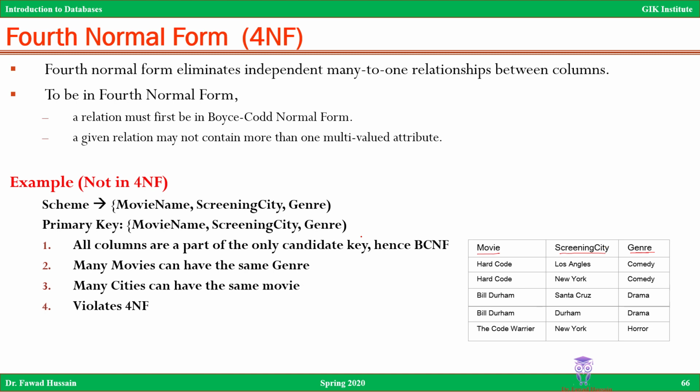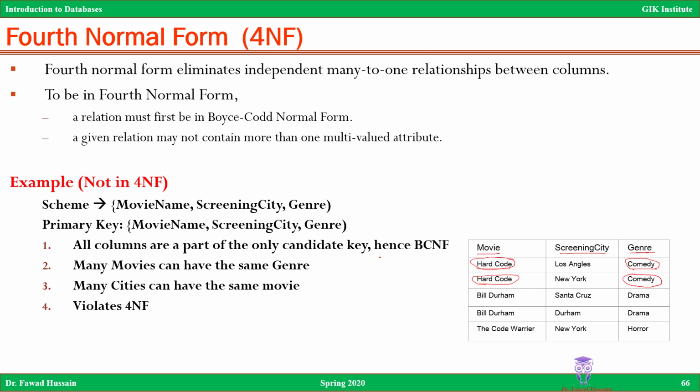The problem here is that when I have a movie called Hard Code that's showing in Los Angeles and that's showing in New York, and it's a comedy movie, the fact that Hard Code is a comedy movie is this information. Let me put it like this so that you don't confuse it with this primary key value. That is the problem. Just because there were two cities, this information is being repeated, and technically we know that this is wrong because you're repeating the information.